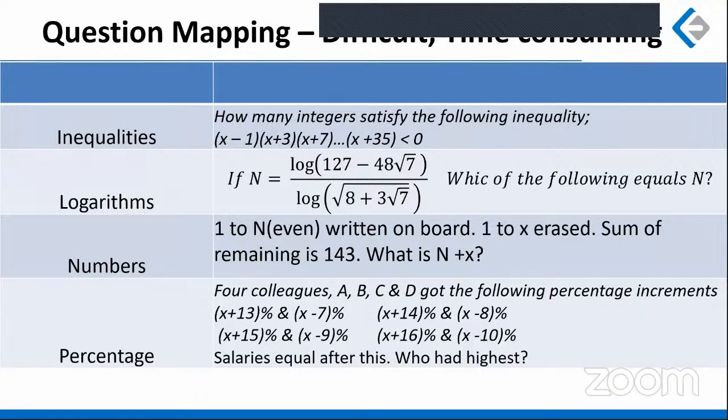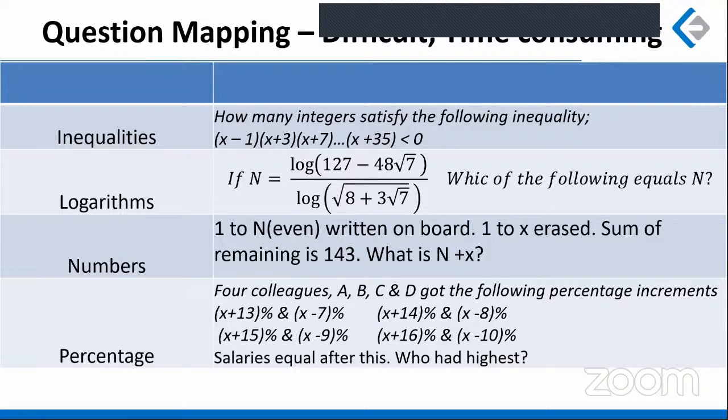Before that, you have to understand that what is mentioned in front of you is an AP. How many integers satisfy the following inequality? Now, the dots in between clearly show that there has to be a pattern. -1, +3, +7. This shows that it is an AP increasing by 4. So you have to see how many terms are there, and then which of these terms would give you a negative result. You want less than 0, and then count how many of those there are. So a little tricky, lengthy, otherwise good enough.